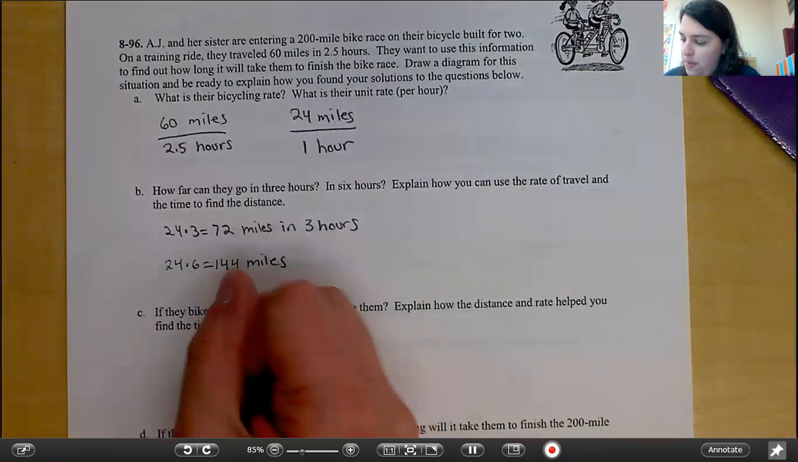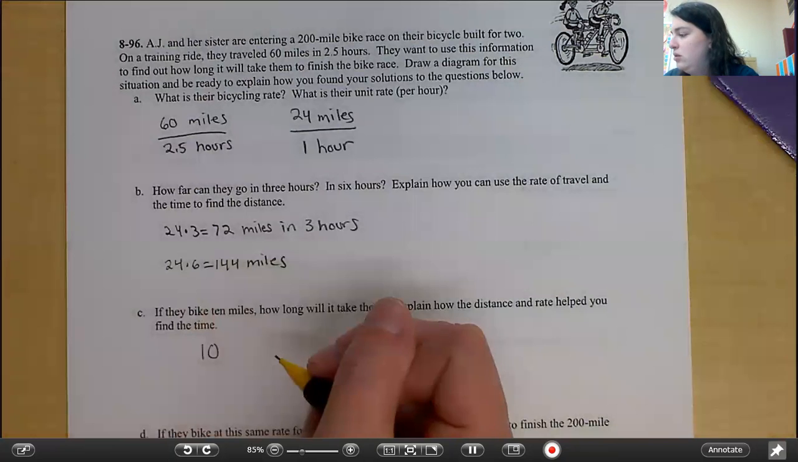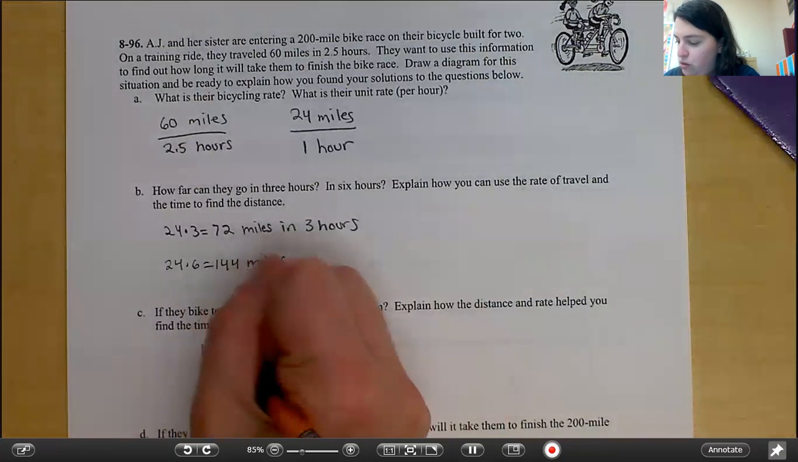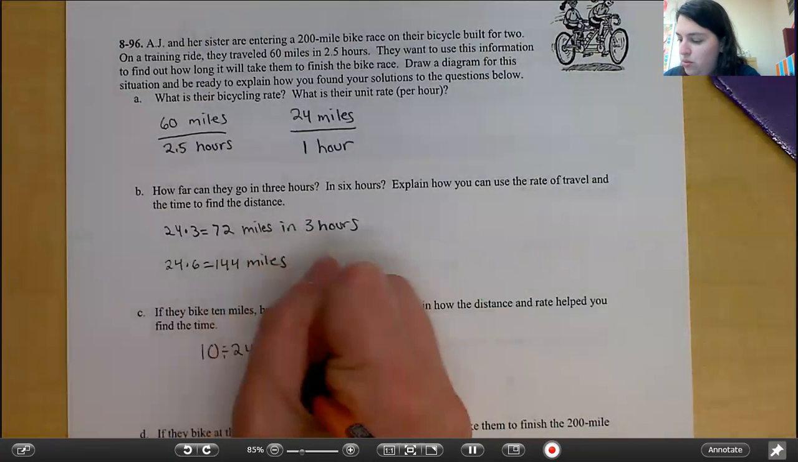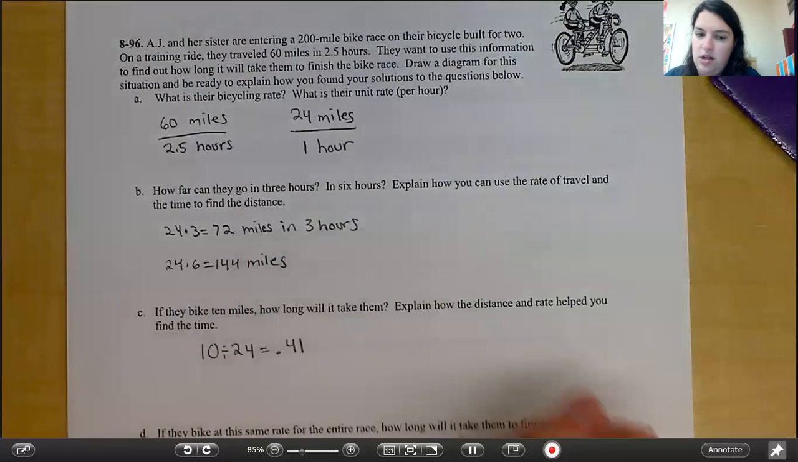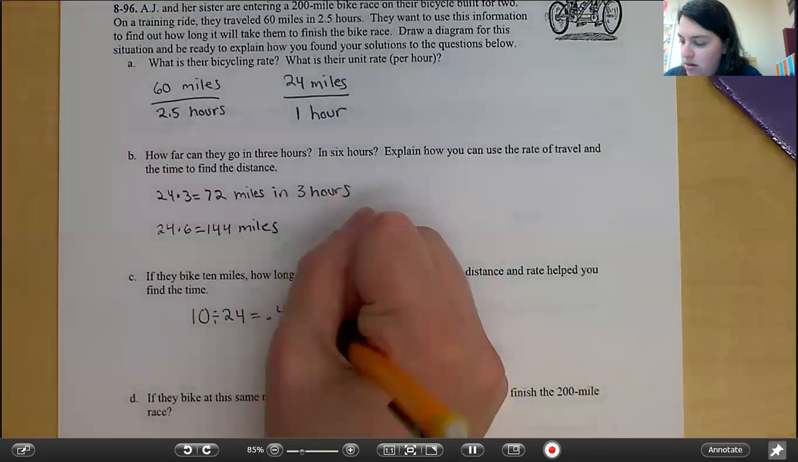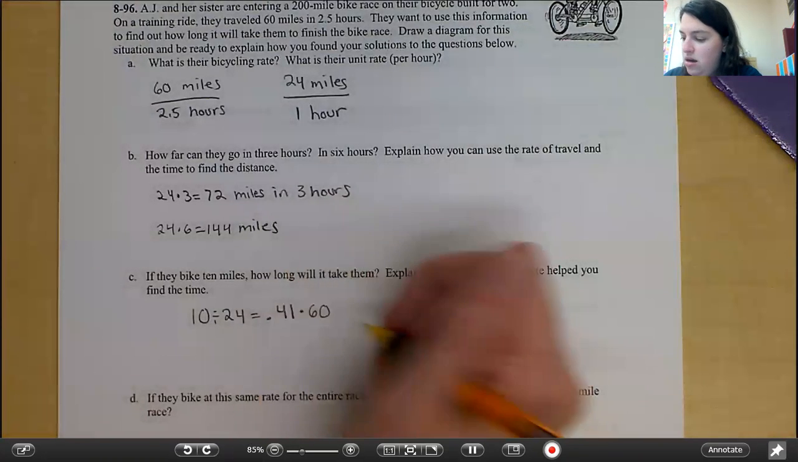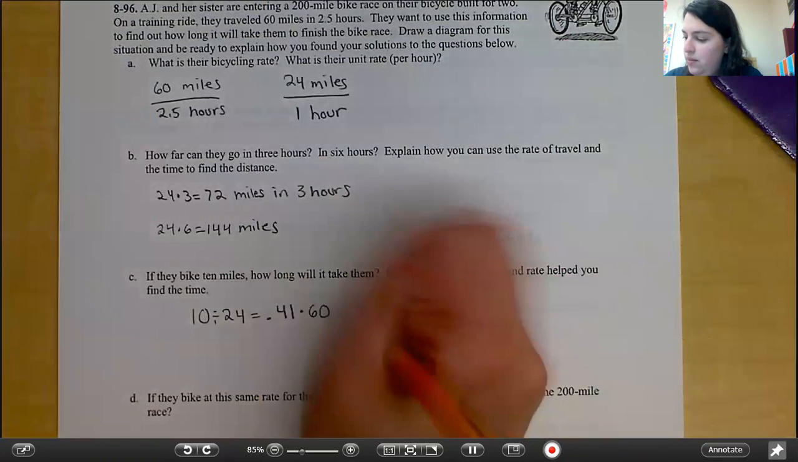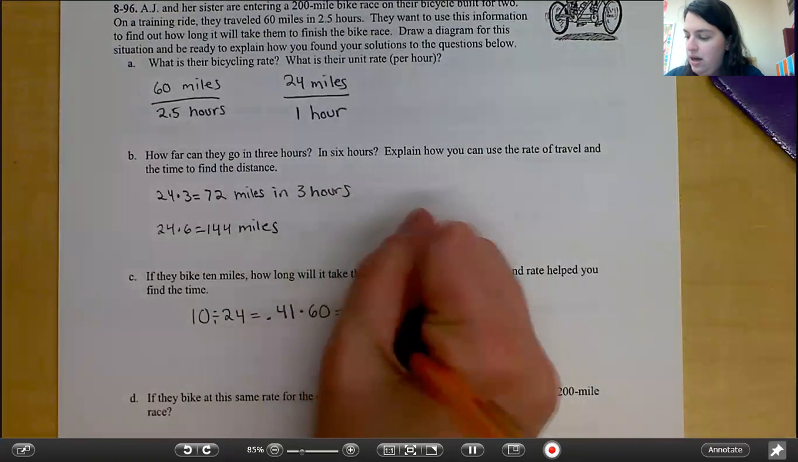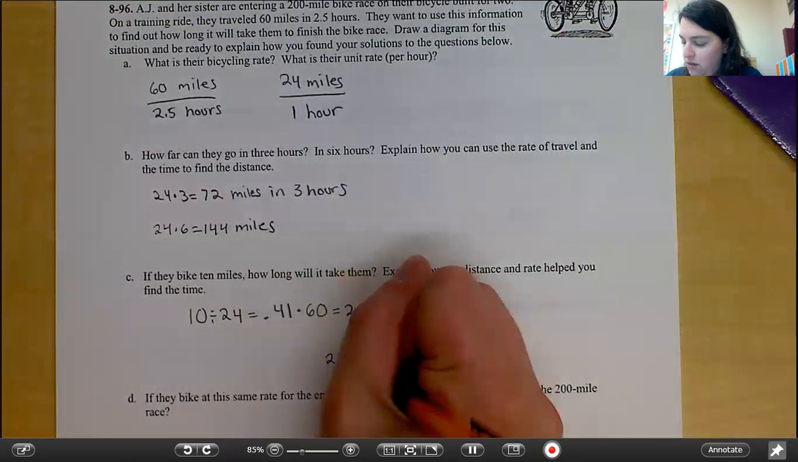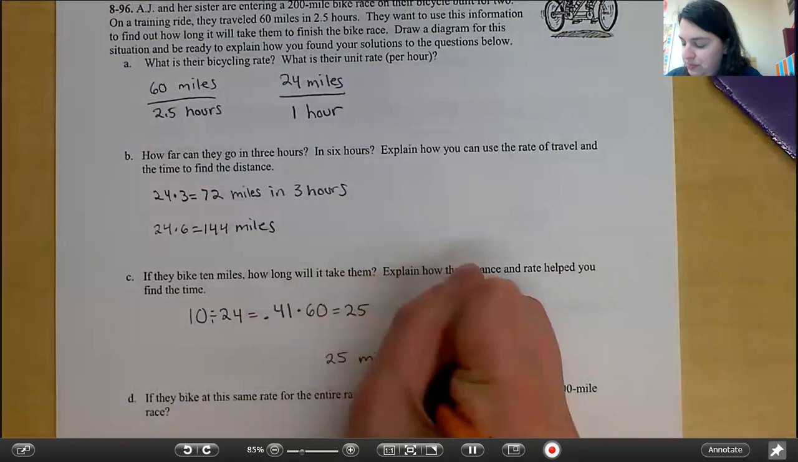Well, we know 10 miles divided by 24 per hour would give you a decimal of 0.41. Times that by 60, because there's 60 minutes in an hour, would give you 25. So it would take them 25 minutes.